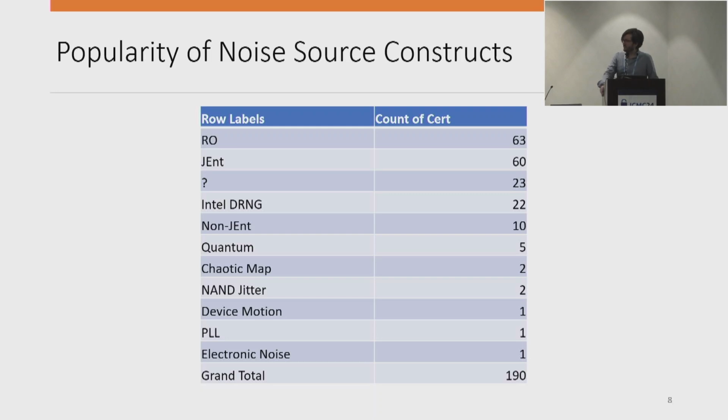But then we also see a lot of Intel DRNG. And then there's some non-Gent, those are like software interrupts. There's some cool quantum noise sources, and we'll talk about those later. And then a few oddballs: the chaotic map, NAND jitter for NAND flash. One of the coolest ones I've seen is device motion, and I wish I could have that EAR. They're using an accelerometer in your device to get entropy, which makes sense, but it's the only one that's done, so I want to see what they did. So if you have that EAR, my email's at the end of the slideshow.